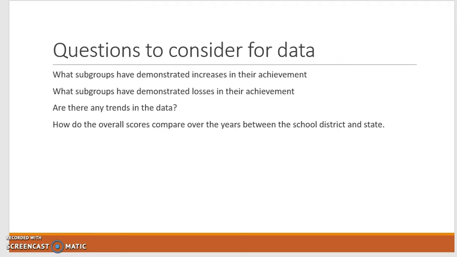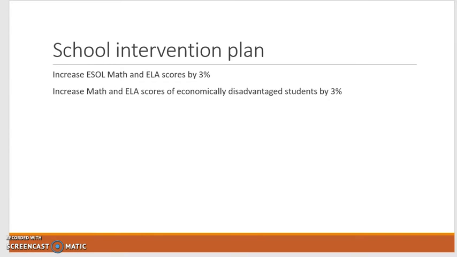What subgroups have demonstrated increases in their achievement? What subgroups have demonstrated losses in their achievement? Are there any trends in the data? And how do the overall scores compare over the years between the school, district, and the state?